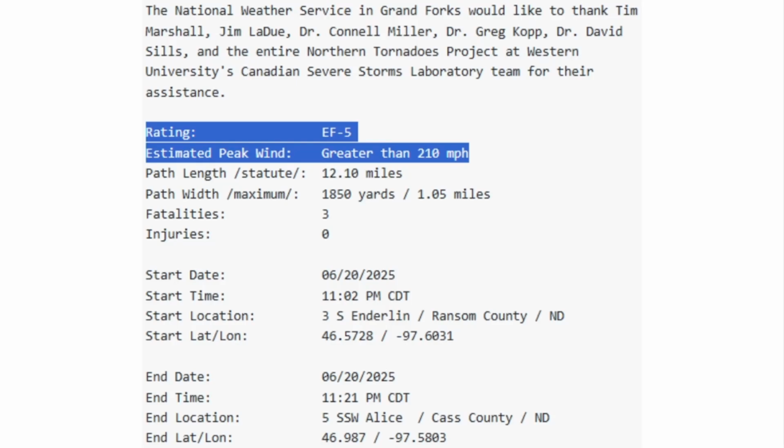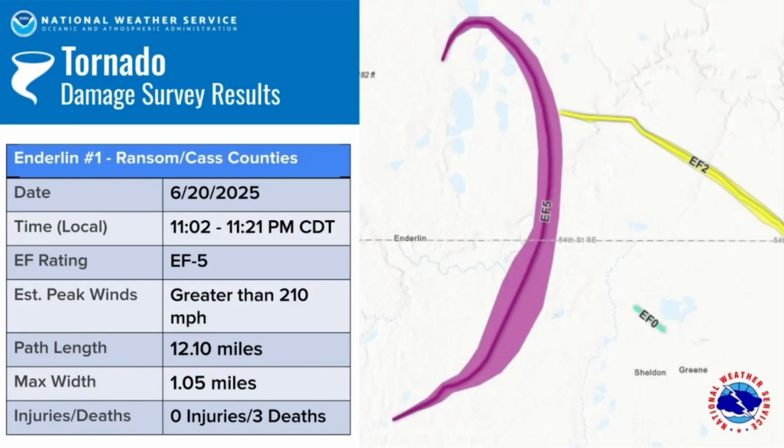You've probably already heard the news. Today, October 6th, 2025, it became public knowledge that the Enderlin, North Dakota tornado from June 20th of this year was upgraded from EF3 to EF5. This is a monumental moment in recent weather history as it becomes the first officially rated EF5 tornado worldwide in 12 years. So, how did this happen?